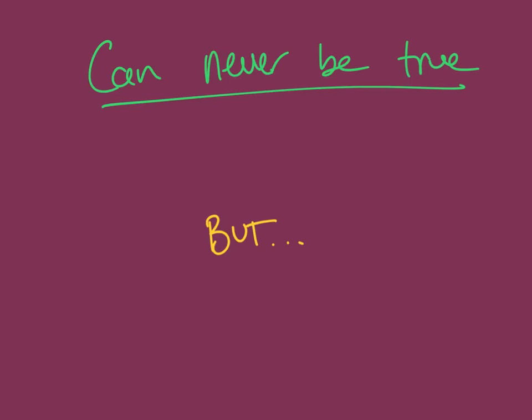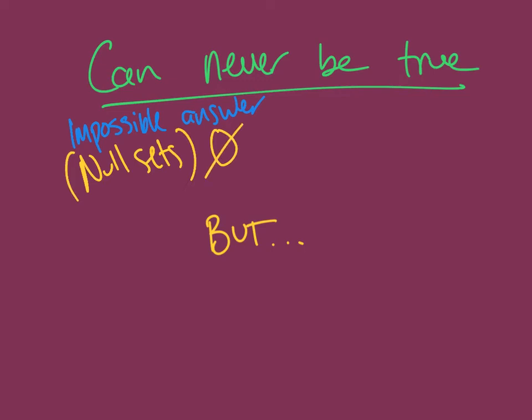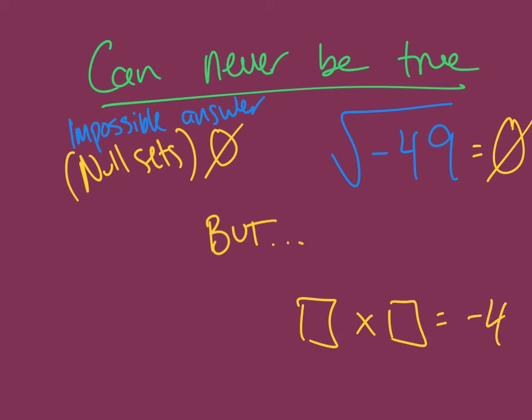So there are also square root problems that will give you things called impossible answers. These are also referred to in other math circles as null sets. Null sets have the symbol of a 0 with a slash through it. So if you ever come across a problem that has a null set, meaning it's an impossible answer, that sometimes happens with square roots. And going back to that previous fact, if I gave you a problem that looked like this, the square root of negative 49, this would be a null set answer, because there is no way we could take a number, multiply it by itself, and it'll equal a negative number.